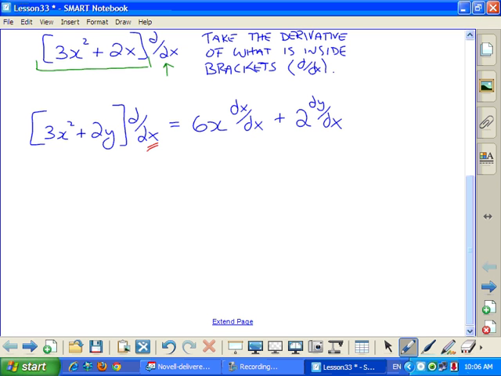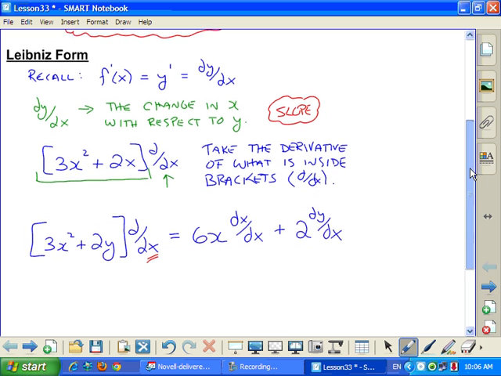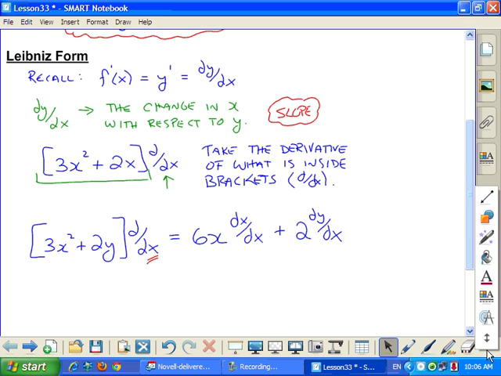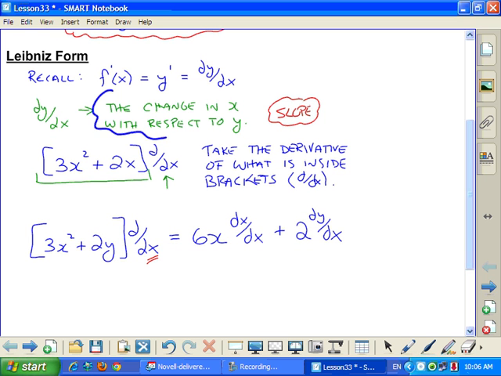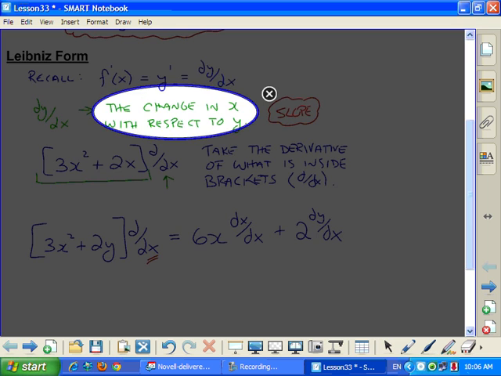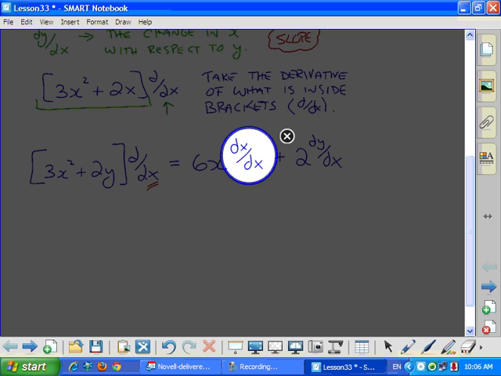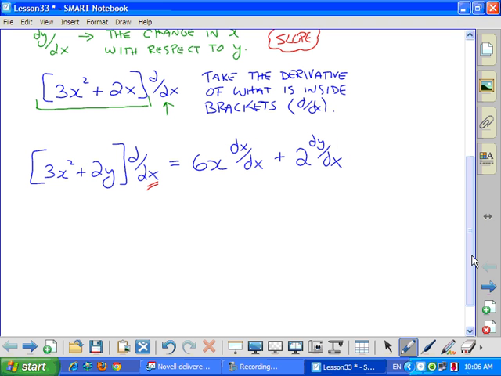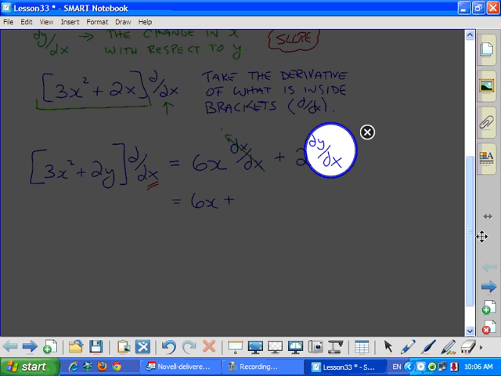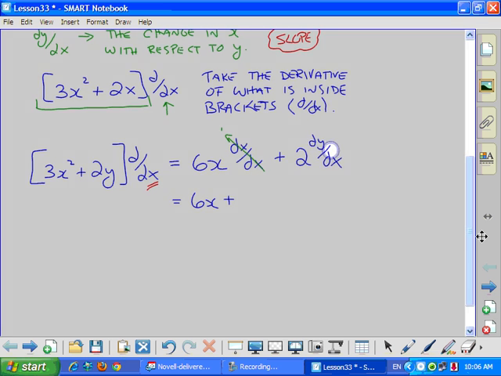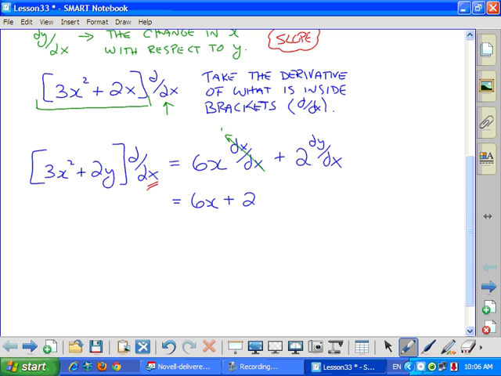All right, now, as we said before up here, this is just the change in y with respect to x. Well, this would be the change in x with respect to x. That's a one-to-one relationship. So no matter how x changes, it's going to be a one-to-one relationship. So we end up with 6x plus, on this side though, this is 2 times how y changes with respect to x. We don't know that information, so it just remains as is. So dy by dx.